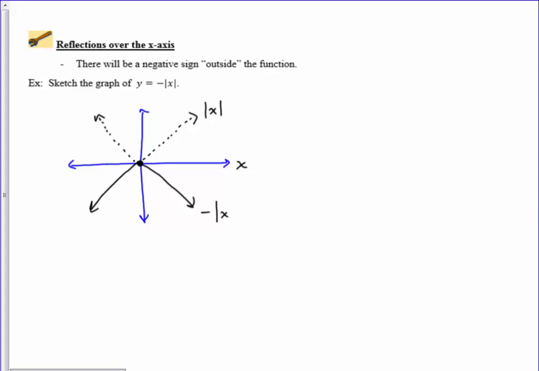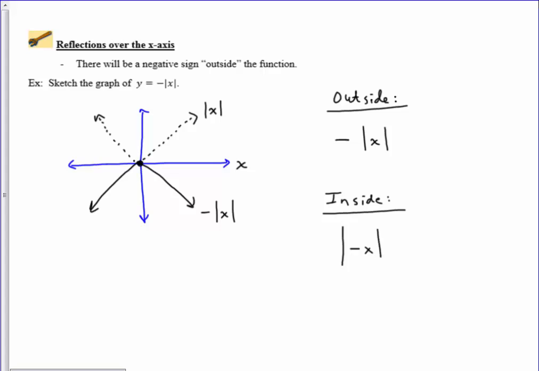What I mean by the negative occurs outside the function. So here, I'm talking about the difference between my function being absolute value of x and the negative occurring on the outside, versus if I'm talking about something that happens on the inside, it would be absolute value of negative x. So this one is the one that we're talking about in this particular example.